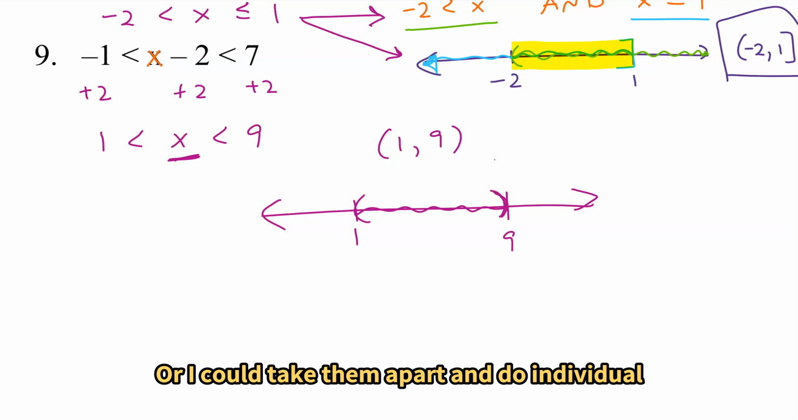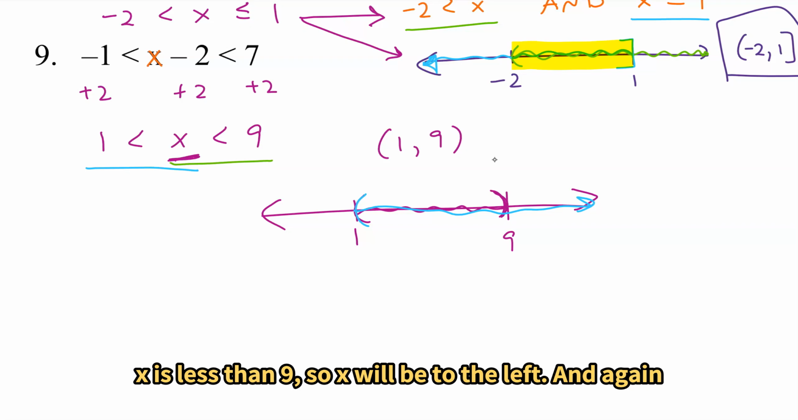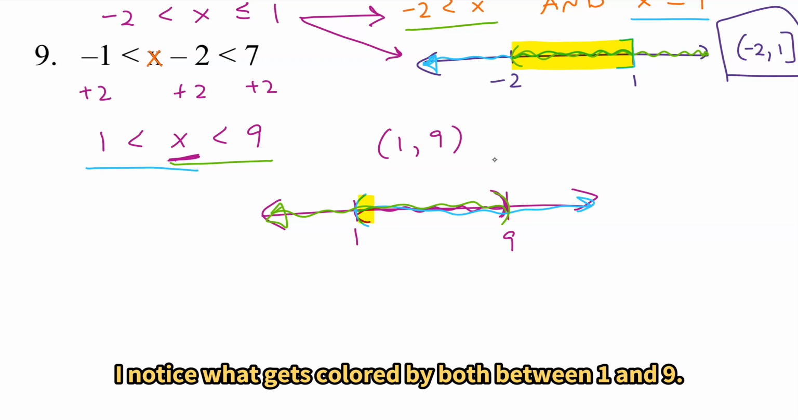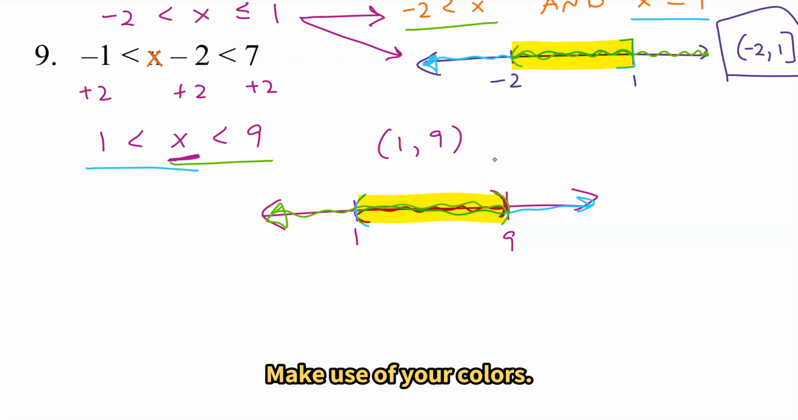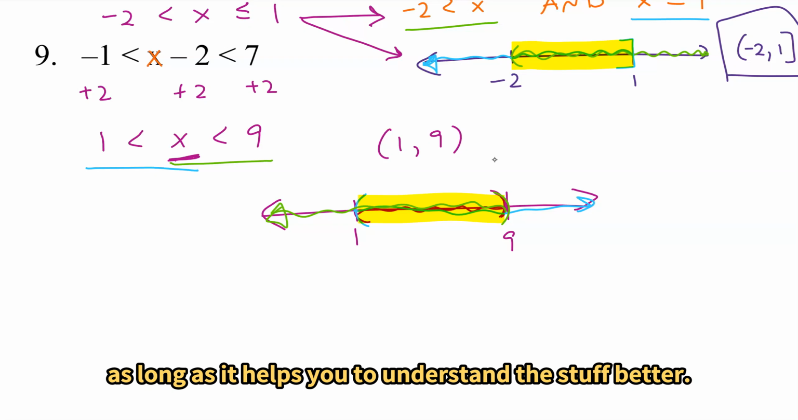Or I could take them apart and do individual graphings. 1 is less than x, so x will be to the right. And then x is less than 9, so x will be to the left. And again, I notice what gets colored by both, between 1 and 9. Make use of your colors. Feel free to make your notes colorful, as long as it helps you to understand this stuff better.